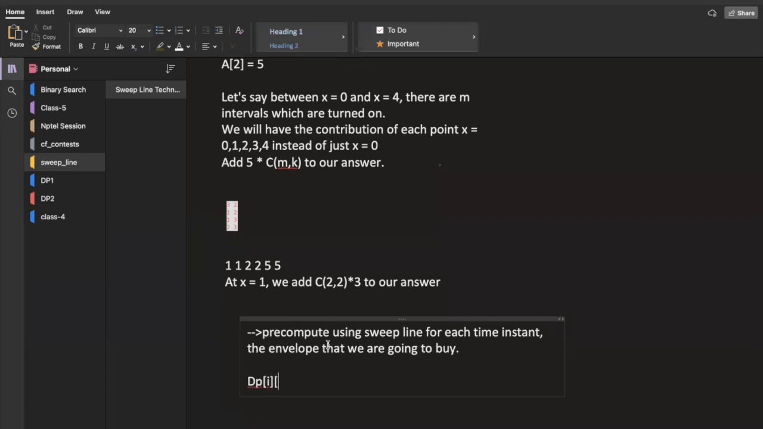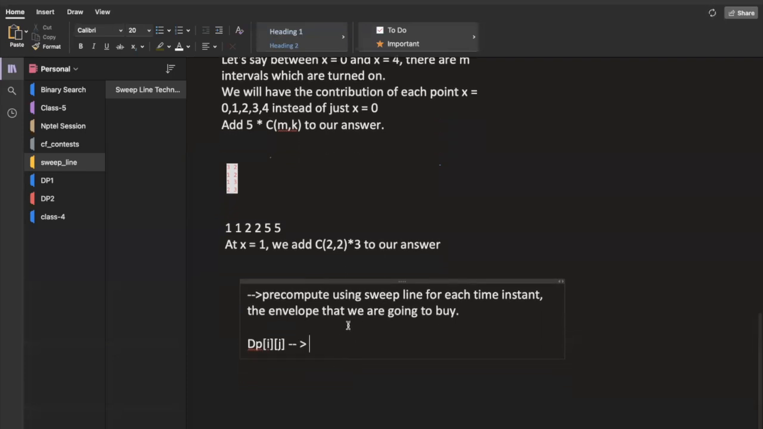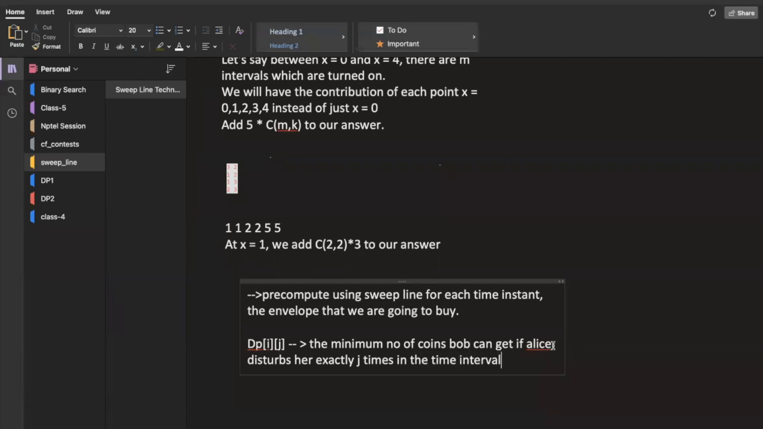So how are the states of the DP going to look like? We'll have a simple 2D DP and we'll do something very similar to a knapsack. So this is the minimum number of coins I can get, if Alice disturbs, so Bob can get, if Alice disturbs her exactly j times in the time interval from 1 to I. Okay.